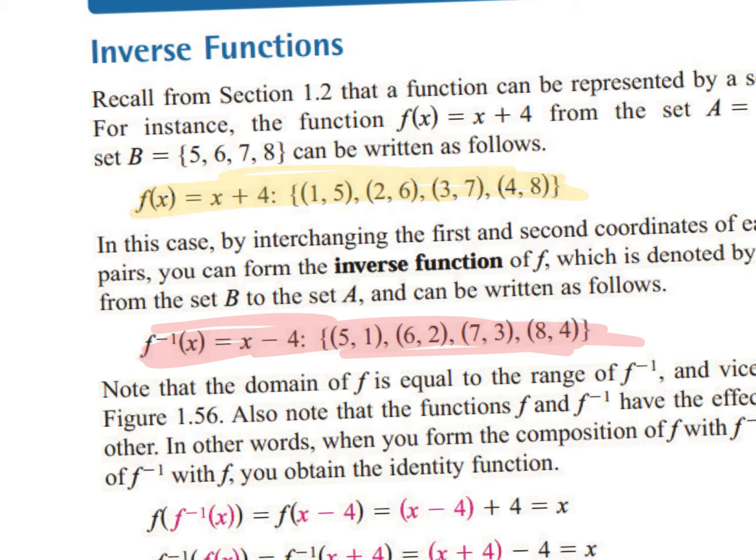Okay, then if you look at the function itself, do you see x plus 4 and x minus 4? How are those different? Instead of adding, you're subtracting. You're doing the inverse operation, correct? Notice the points. Your domain in the original is 1, 2, 3, 4. Your range is 5, 6, 7, 8. What happens to the domain and range of the inverse function? They switch.